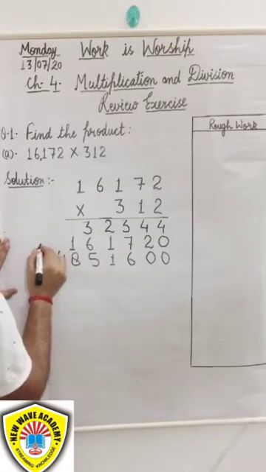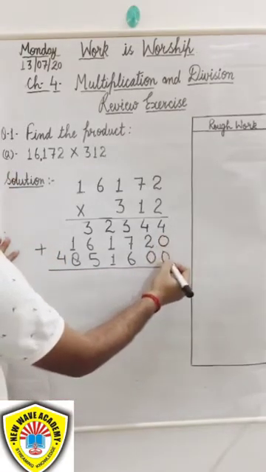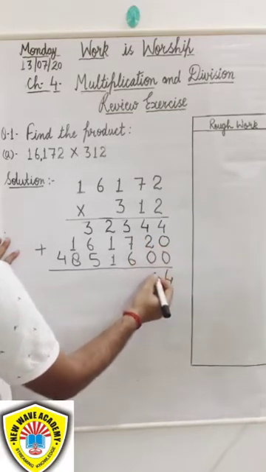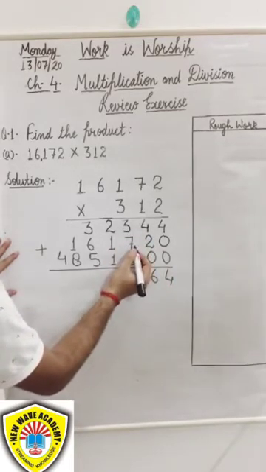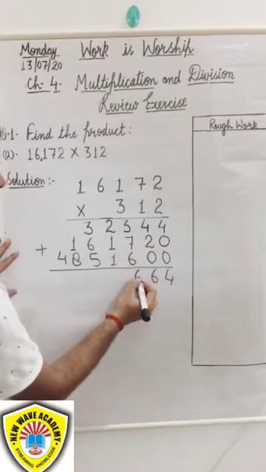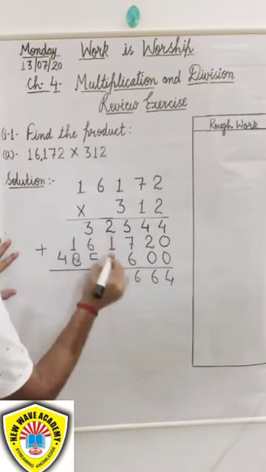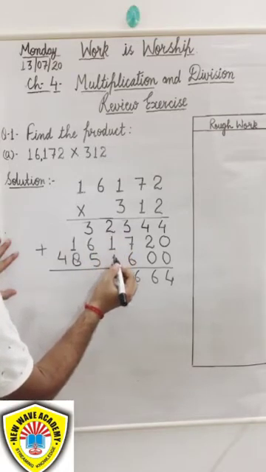Now add all the numbers. 4 plus 0 is 4. 4 plus 2 is 6 plus 0 is 6. 3 plus 7 is 10 and 6 is 16. So we will write only 6 here, and 1 will be added as carry to the next place. 2 and 1 carry is 3, 1 4 and 1 5.